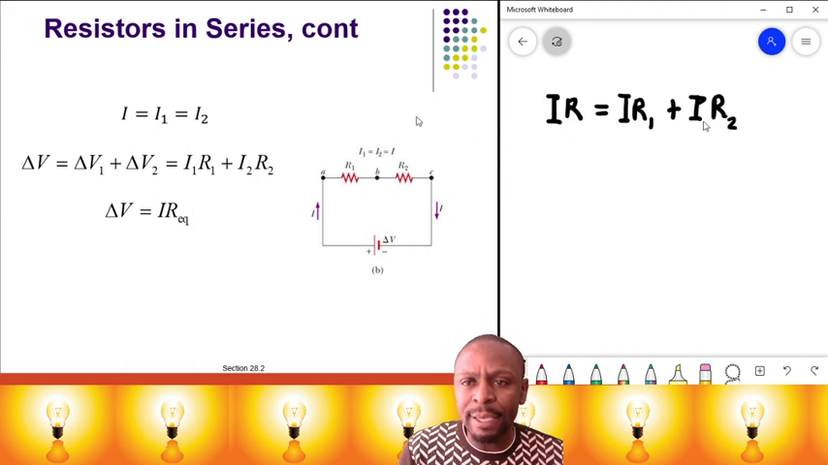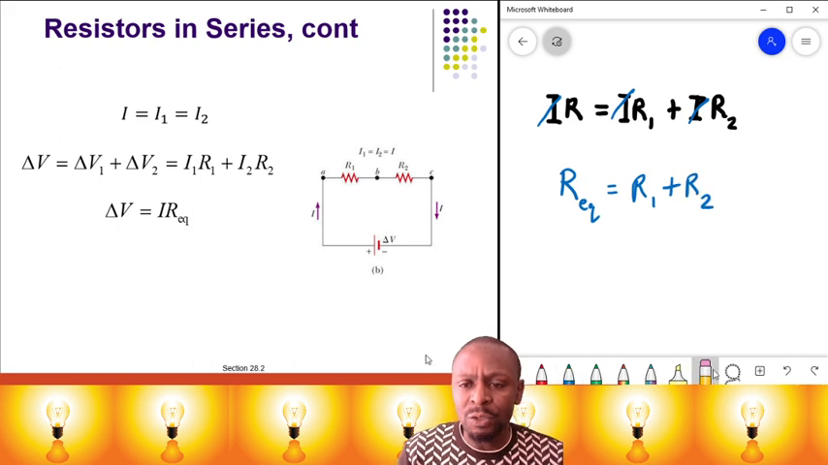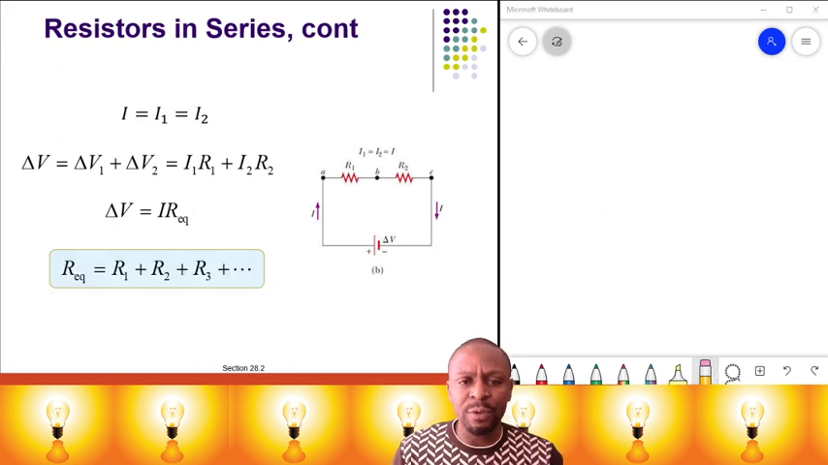I don't want to write I2 or I1, because I1 is equal to I is equal to I2. As a result, these I's will just cancel each other, and we are just going to be left with R equivalent, which is nothing else but R1 plus R2 for the resistors connected in series. So that's basically what you are going to have for the resistors connected in series.